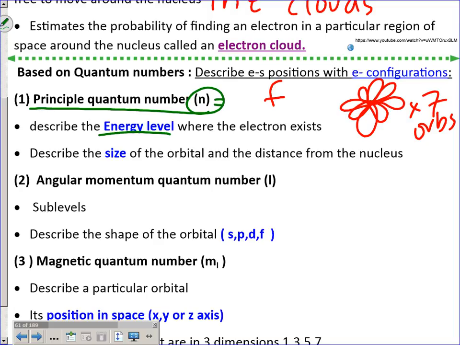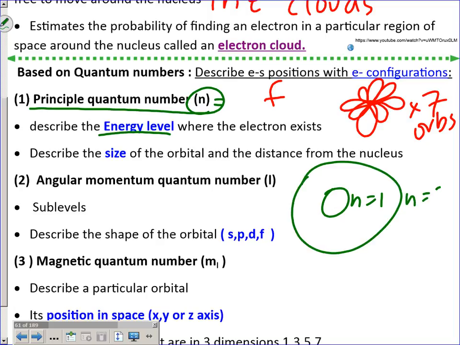But you can probably think about it. If I have energy level 1, it's really small, right? If I have energy level 2, comparatively, it's bigger. Energy level 3, bigger. So it just tells you the relative distance that electron is from the nucleus. So far, so good?